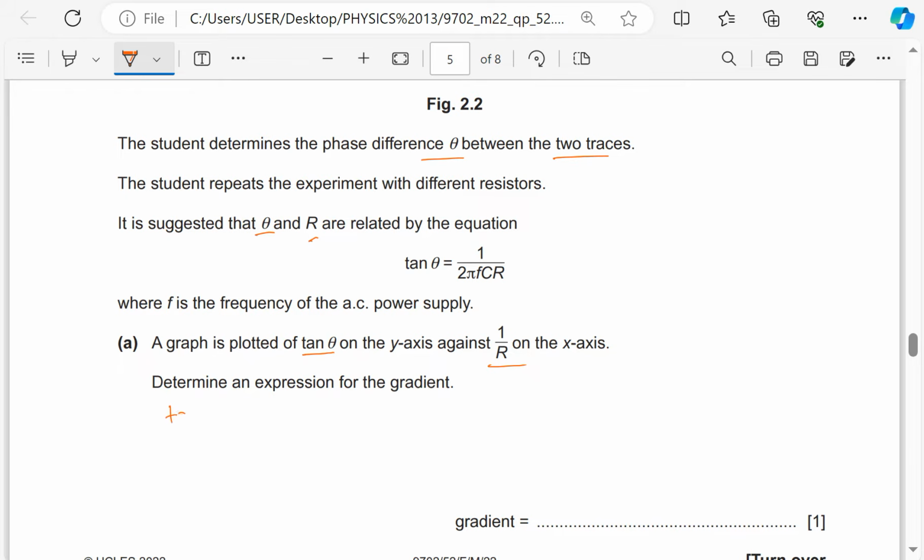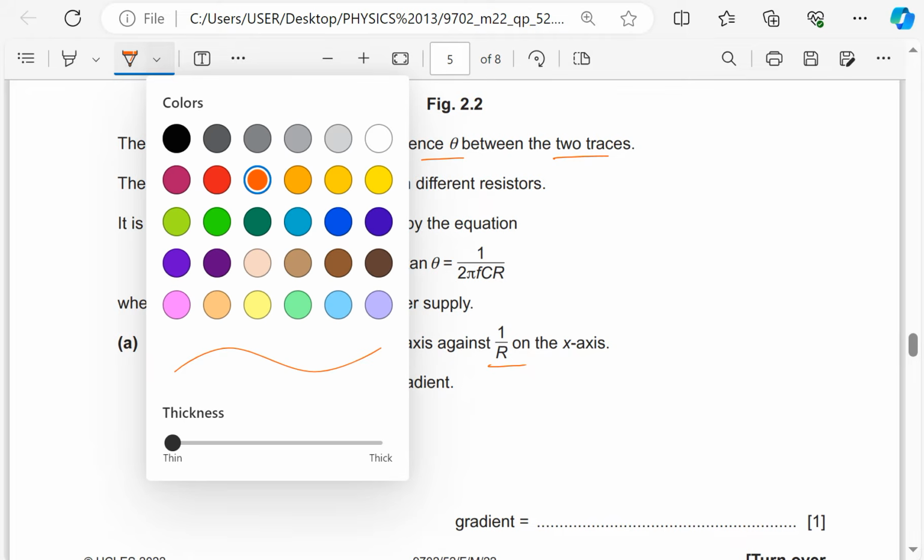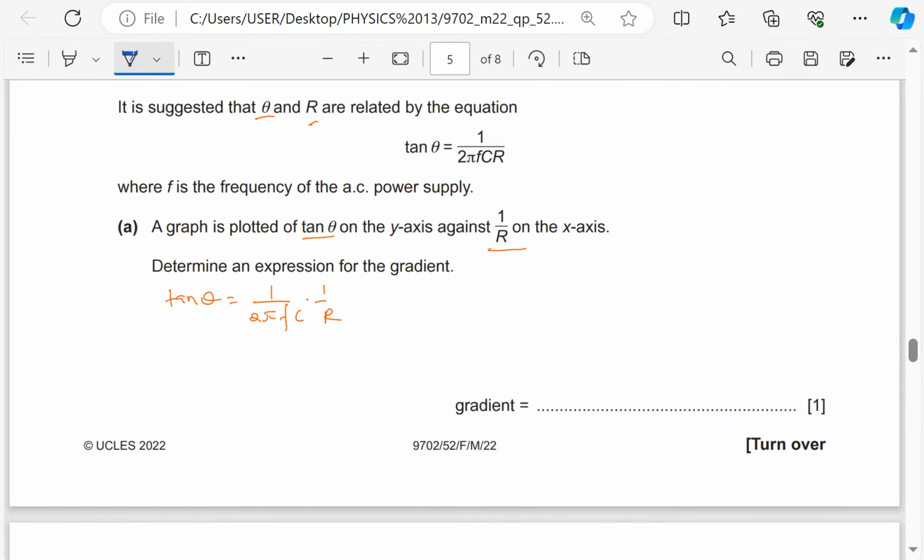So I'll just break this down. tan theta is equal to 1 over 2 pi fC times 1 over R. Let me change this to blue. If I compare this with the equation y equals mx plus c, you see that the gradient is 1 over 2 pi fC. So the gradient is going to be 1 over 2 pi fC.